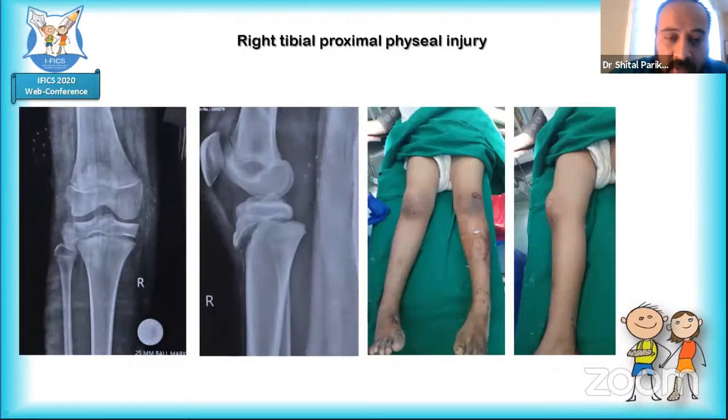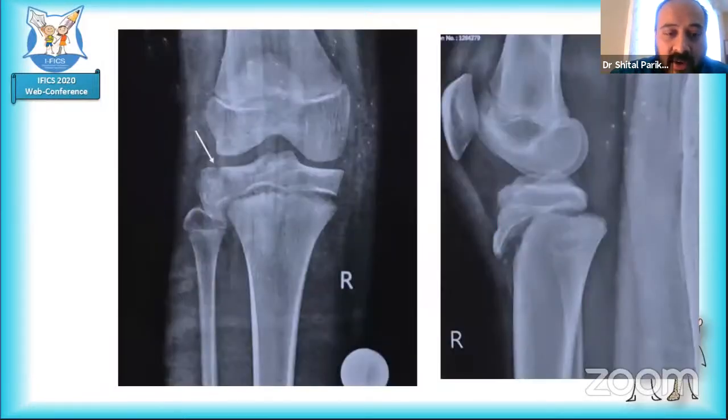So it's Salter 1, you can say. It looks like a Salter 1, but actually there is a fracture which is in particular here. You could see here, there is no classification for these fractures in the Salter-Harris classification, but there is an intra-articular fracture here. Jaydeep, you want to take it from here?